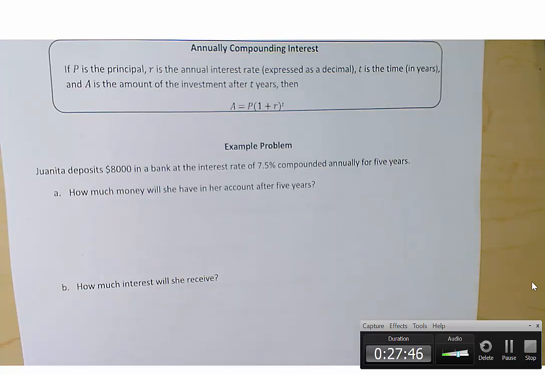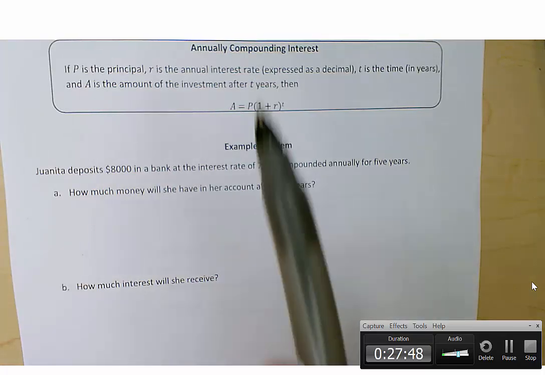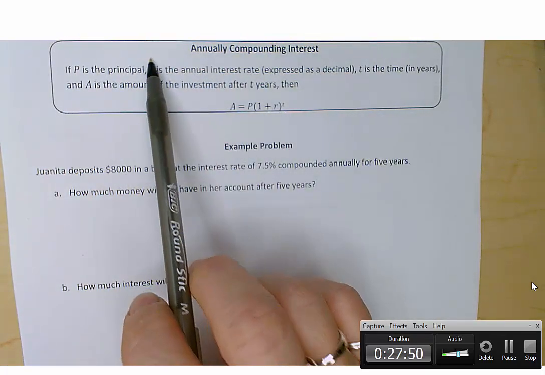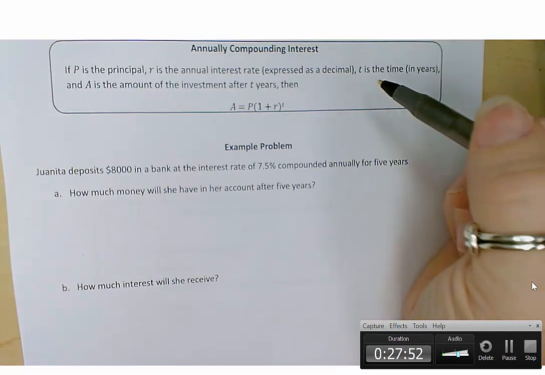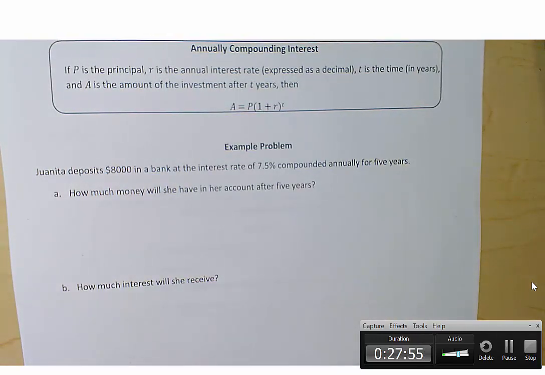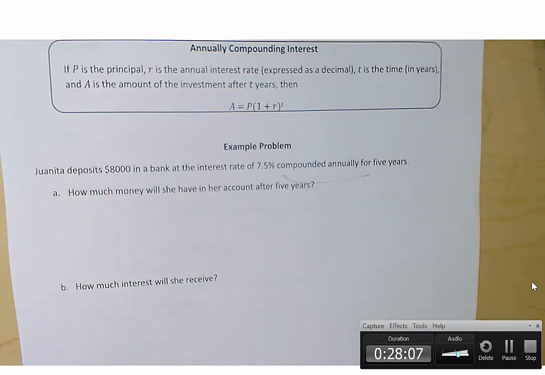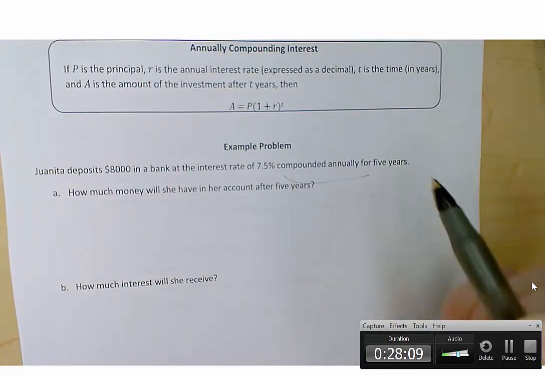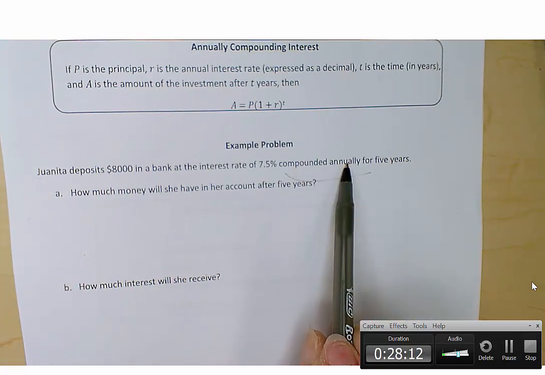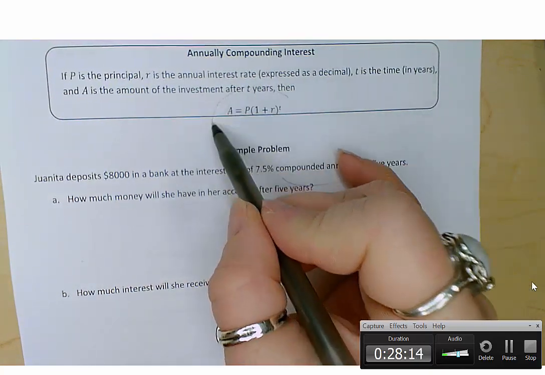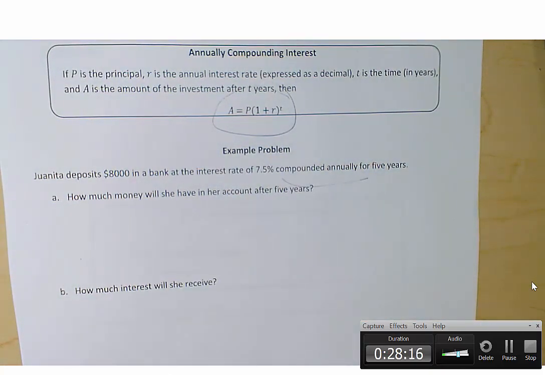Our next type of example here is compound interest, where it is being compounded annually, so just once a year. If you notice here, principal is still P, R is still the interest rate, T is time in years. So let's take a look at this first example. Juanita deposits $8,000 into a bank account at the interest rate of 7.5%, compounded annually for 5 years. The fact that they are telling you compounded annually is your big sign that you are using this formula right over here.